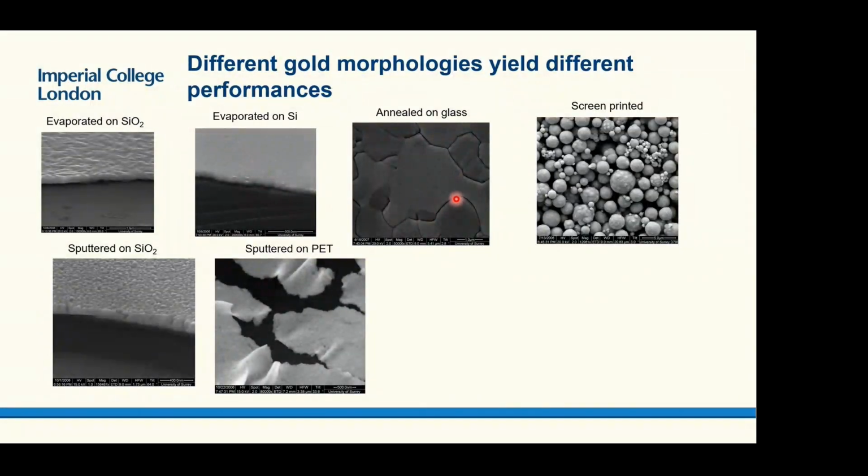You can have gold on glass that is being annealed. You can have screen printed gold. You can have sputtered gold on plastic. Sputtered gold on silicon oxide. And all of these have very different morphology and very different properties. And you have to consider which one will be best for you and which one will affect the performance of your immobilized protein.